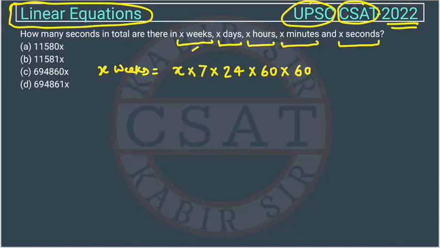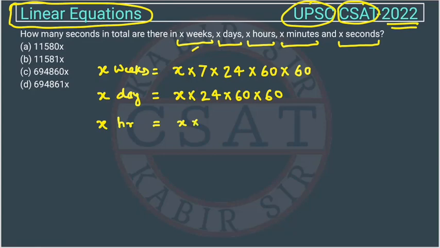Similarly, we will do it for X days. In X days, the answer will be X into 24 hours, 60 minutes, and in each minute there are 60 seconds. Similarly, we will do it for X hours. So it will be X into 60 into 60.